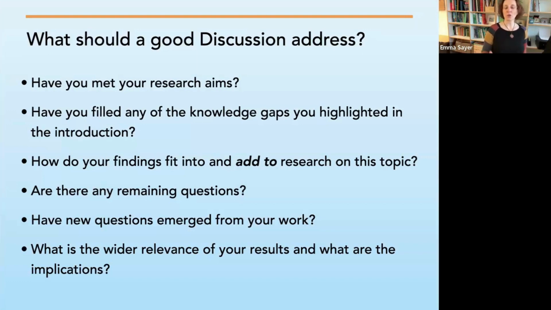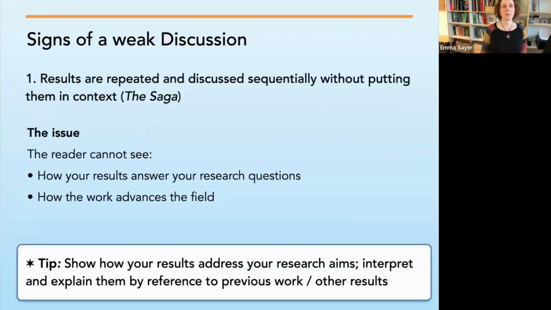How have you gone beyond what we knew and shown something additional, or provided additional information that is helpful to the research community? Have you answered all your questions, or are there some left that still need to be answered? Have new questions emerged from your work? That's also quite important. And of course, what is the wider relevance of your results? What are the implications of your results? So these are things that a good discussion should address in very general terms.